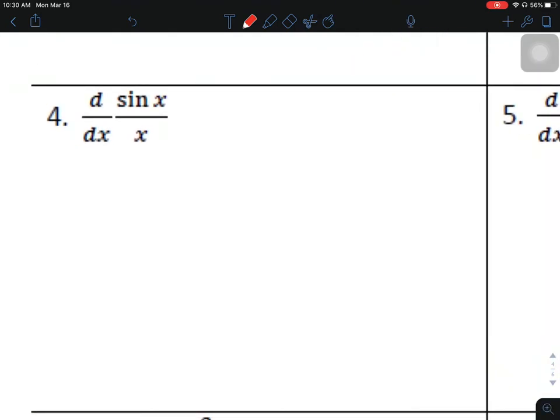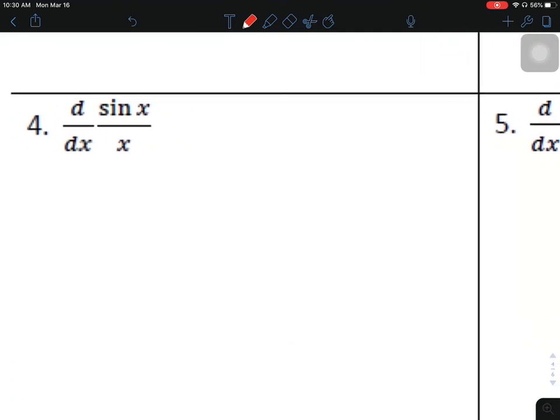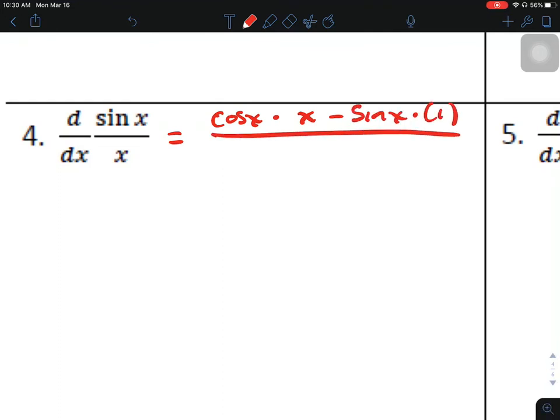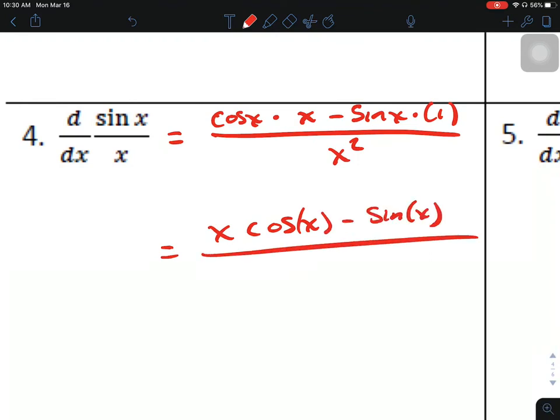Number four, wow, this is horrifying. This is the quotient property. It has nothing to do with inverses. So you take the derivative of the top, the derivative of sine is cosine, times the bottom, minus the top times the derivative of the bottom over the bottom squared. And I would probably rewrite this as x cosine of x minus sine of x over x squared.